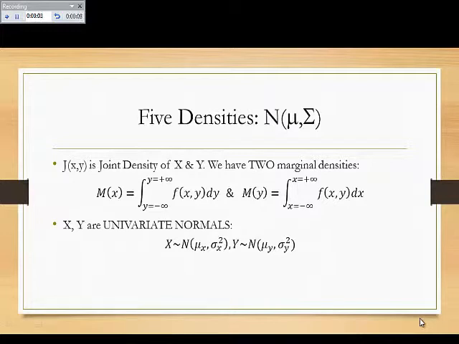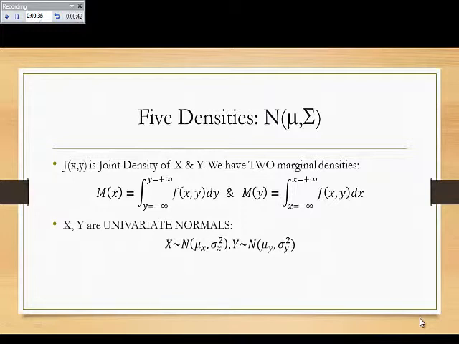That x is normal with mean mu x and sigma squared x, and y is normal with mean mu y and sigma squared y. This is just a calculation. You take that joint density, and it's a little bit messy, but it's routine. It's not difficult. And I've given you materials separately which do all of these calculations.